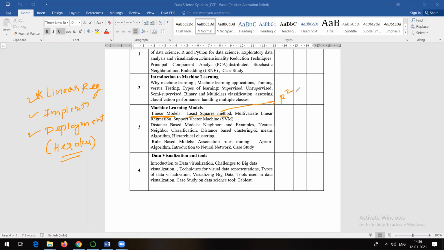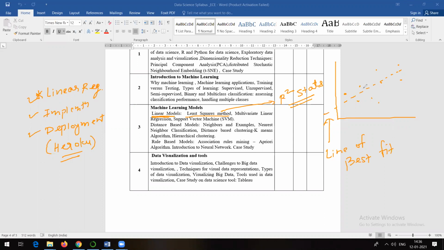R square statistics actually makes use of the least square method only. What is the least square method? See, now if you have these data points, this is the data point. In theory, if you remember, we have seen something called the line of regression, or best fit line, or line of best fit, in linear regression.